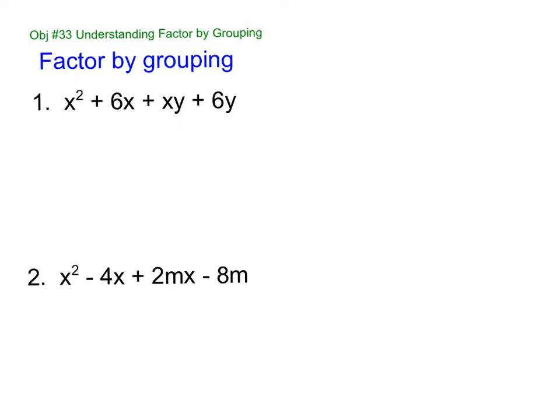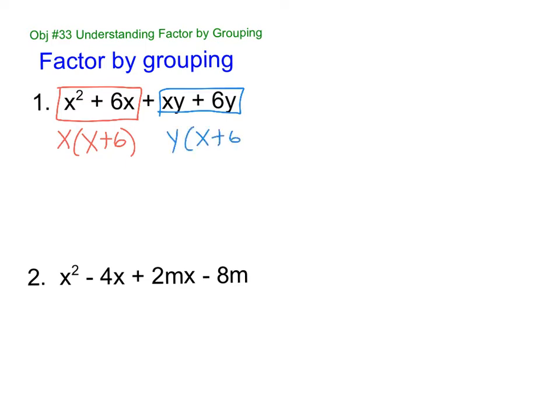Notice we have 4 terms here. Whenever I see 4 terms, I automatically try factor by grouping. I'm going to look at the first 2 and try to factor out a GCF. The GCF there is x, so x times x plus 6. Then I look at the second two terms, xy plus y. What's the GCF there? Y, times x plus 6. Now notice both of these have that x plus 6.